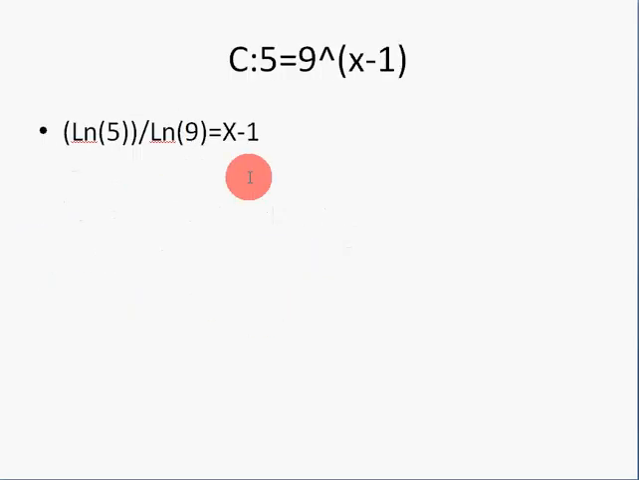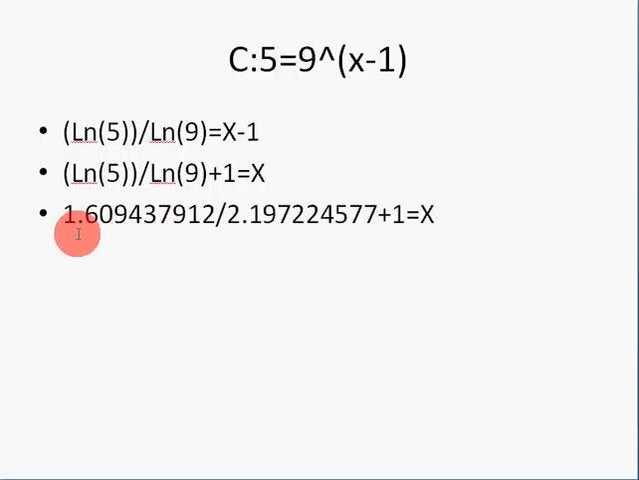Moving on to part C, the equation is 5 is equal to 9 to the power of x minus 1. What you have to do here is similar to the first one, slightly different because you have this minus 1. You have to get the x alone, so you add 1 to each side, so that it's x alone and then plus 1 over here. Then once again you find the natural log of 5 and 9, which are right here and right here.